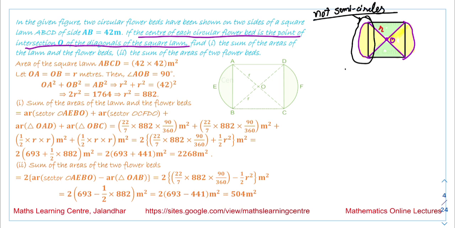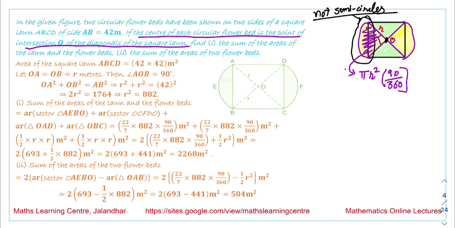These are not semicircles because their center lies at this point O. So we are first calculating the area of this sector. We are talking about this portion over here. The area of this sector will be pi r square into the angle that we will have over here. This is 90 degree because it is a square, and we know that the diagonals of the square bisect each other at 90 degree angle. So it is pi r square and it is 90 by 360.